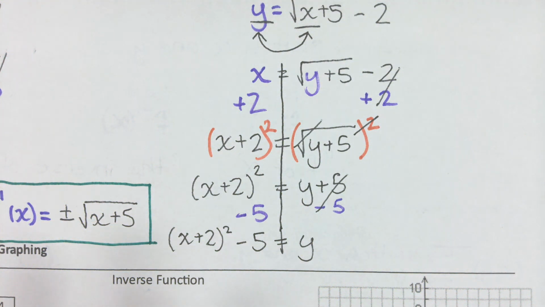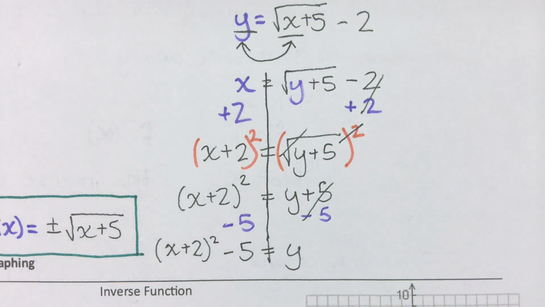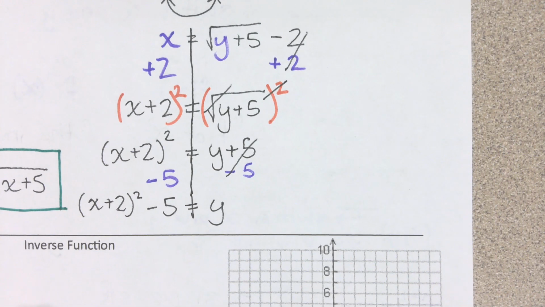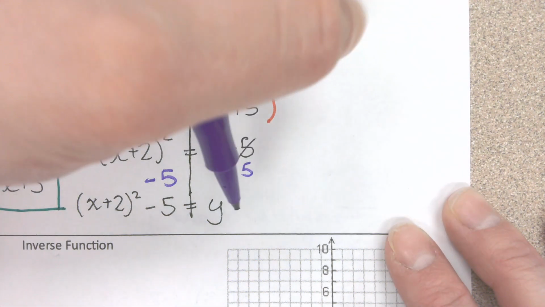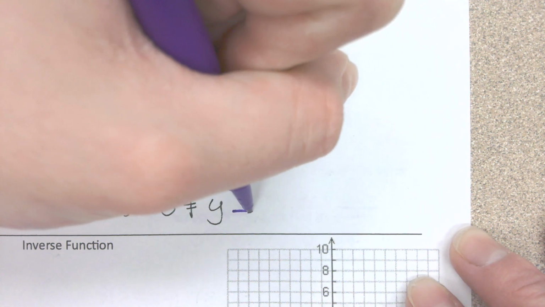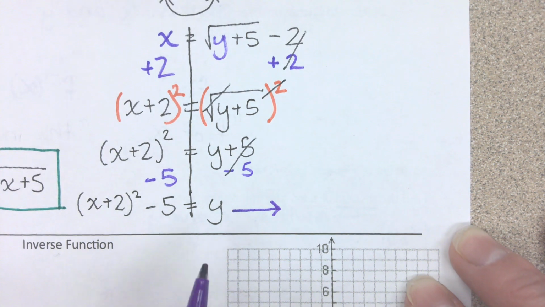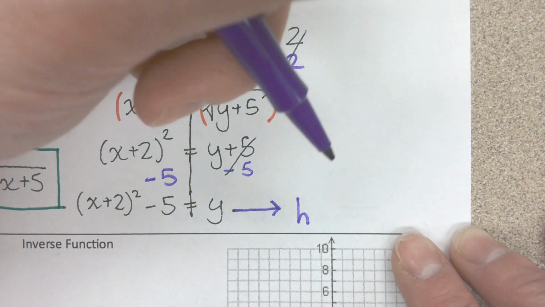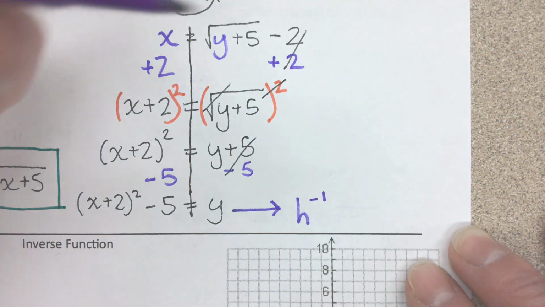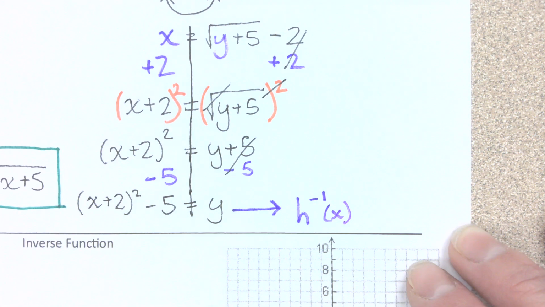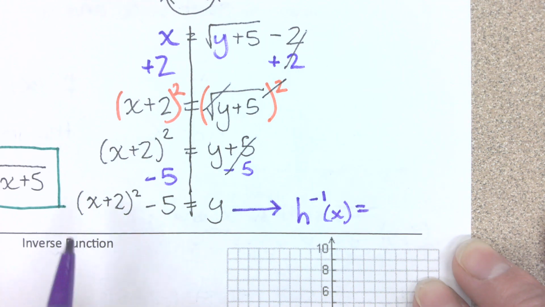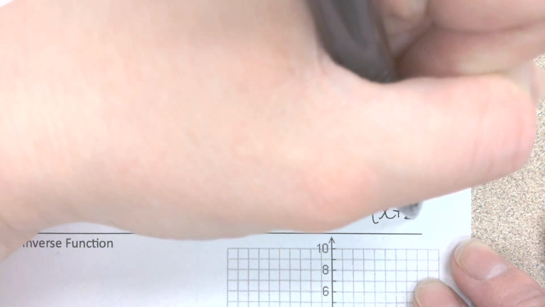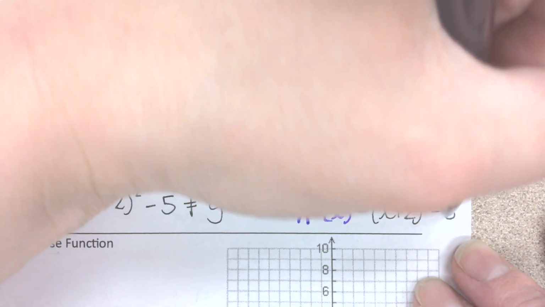Reminder, we have to start and end the same way. We started with h, we will end with h. So last thing we're going to do is turn this y back into an h. And this is now the inverse, so we use that -1 with the x equals, and then we'll copy down the equation. X plus 2 squared minus 5.